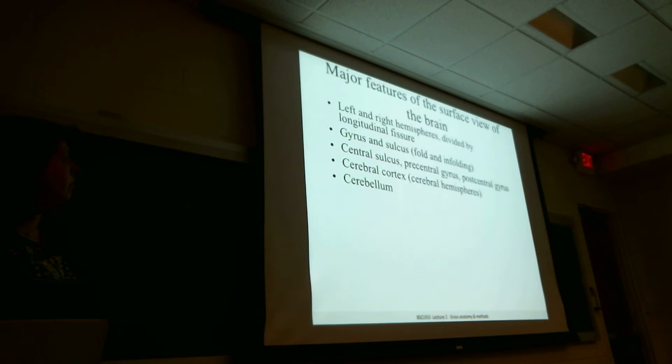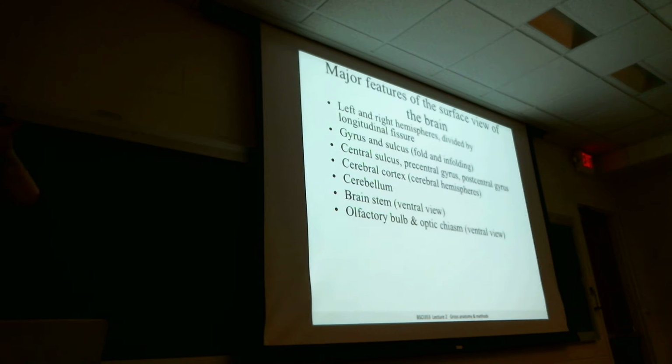Okay, so just to summarize, from a surface view, you have the left and right hemispheres divided by the longitudinal fissure. You have gyrus and sulcus, which are the infoldings and outfoldings of the brain. The most critical is central sulcus. We're going to come back to that a lot. And so you can see that mostly the cerebral cortex, the cerebellum is visible, the brainstem, and a few other landmark structures that you can see on the ventral view.